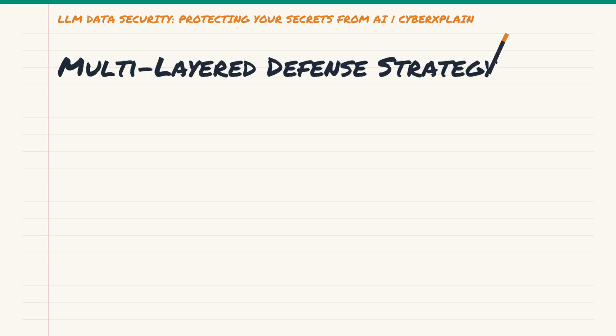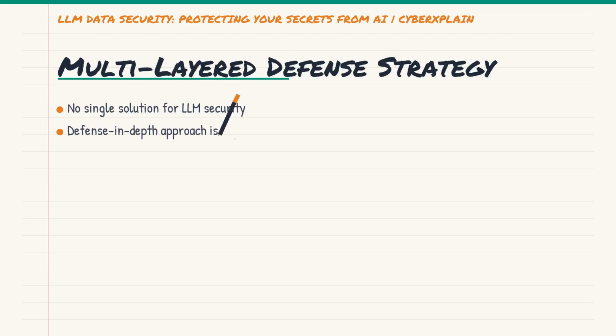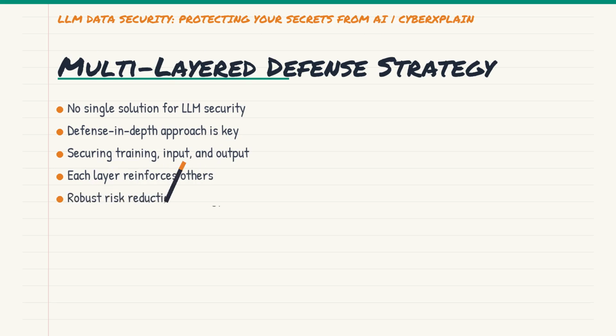So, wrapping it all up, protecting sensitive information with LLMs isn't about one magic bullet. It's a multi-layered defense strategy, like an onion with many skins. You need strong controls over training data, rigorous input sanitization, and robust output filtering. Each layer catches what the previous one missed, significantly reducing your risk profile. It's about building a defense in depth that accounts for the unique learning and generative capabilities of AI.